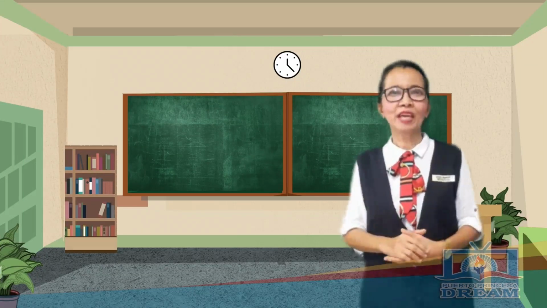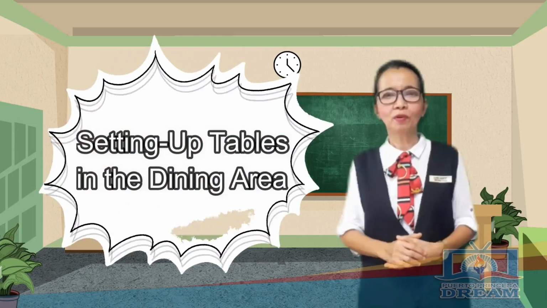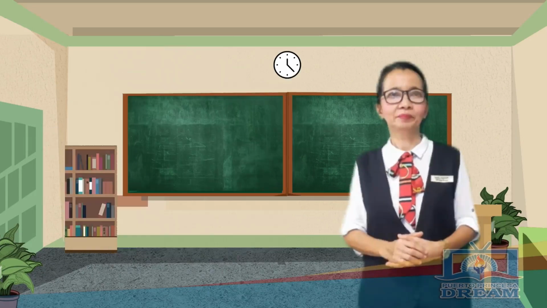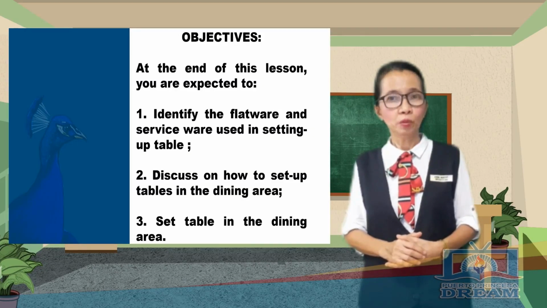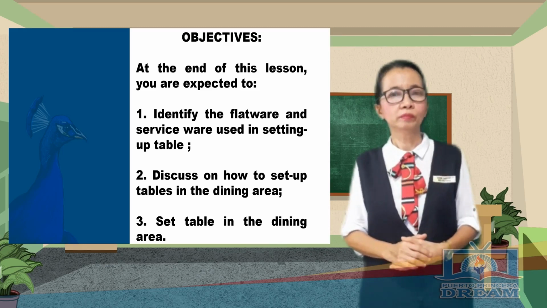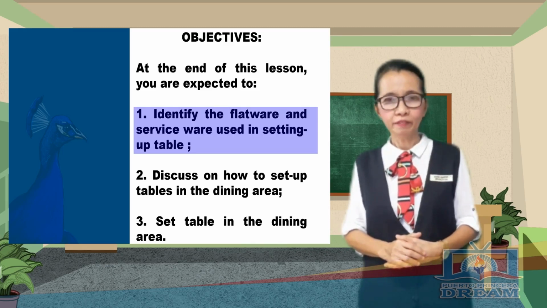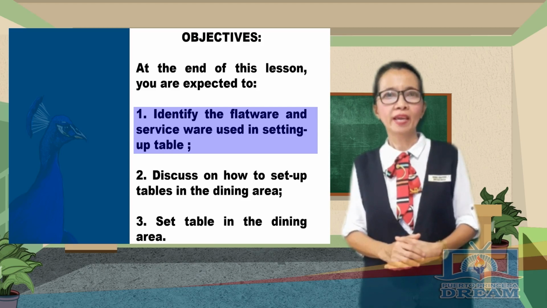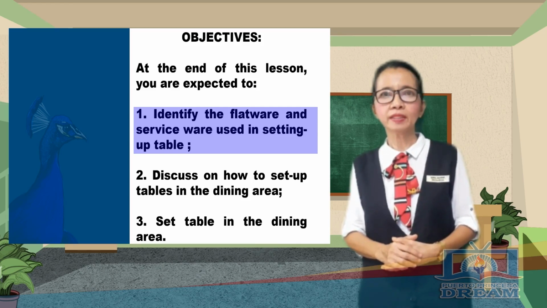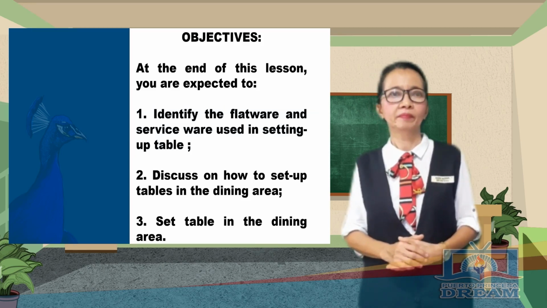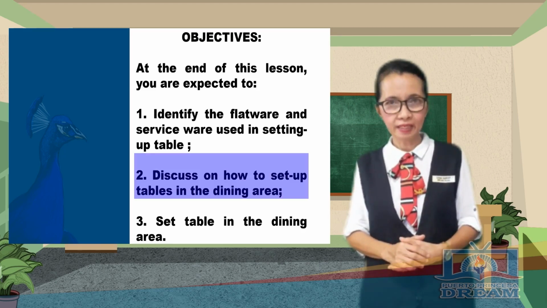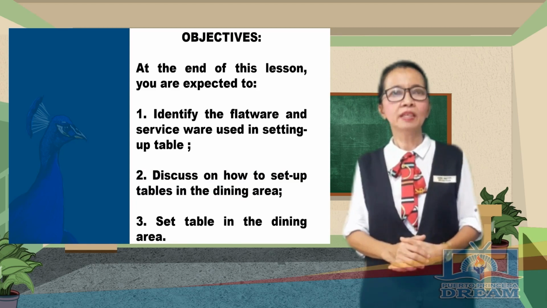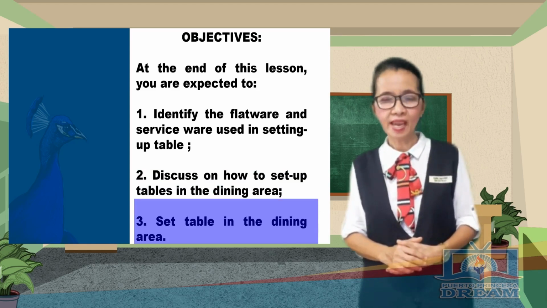Our topic for today is about setting up tables in the dining area. These will be our objectives for today. At the end of this lesson, you are expected to: number 1, identify the flatware and serviceware used in setting up a table. Number 2, discuss how to set up tables in the dining area. Number 3, set a table in the dining area.